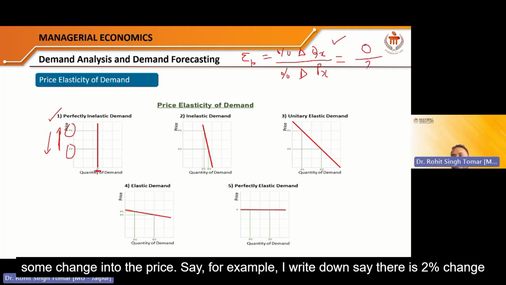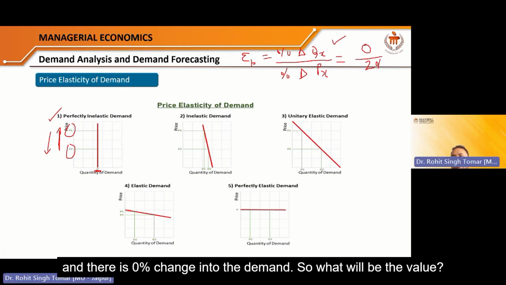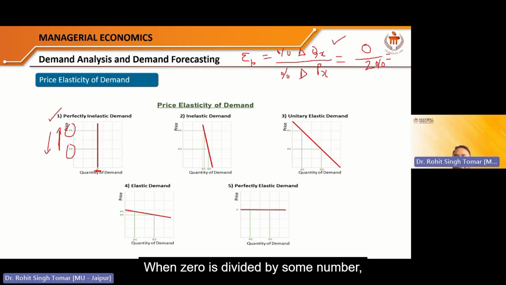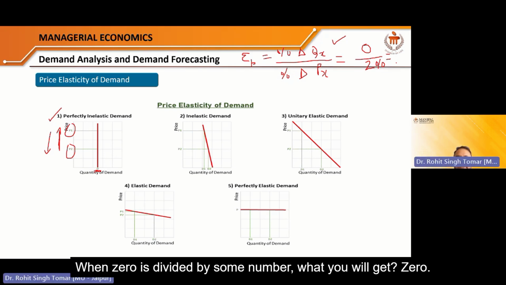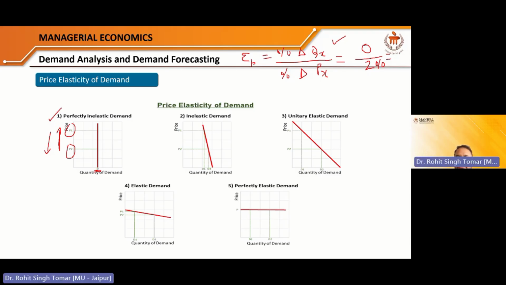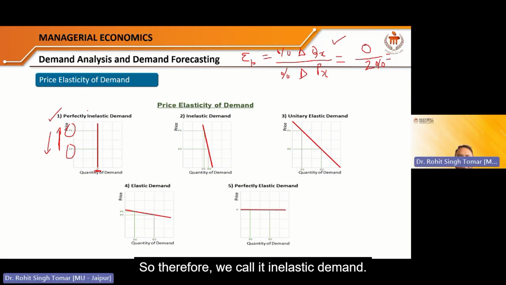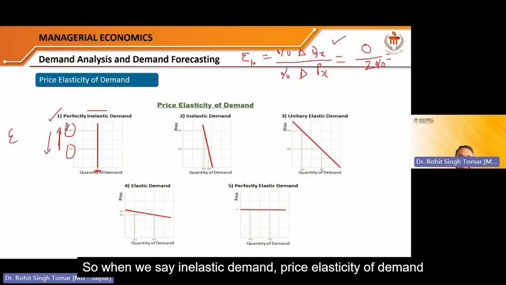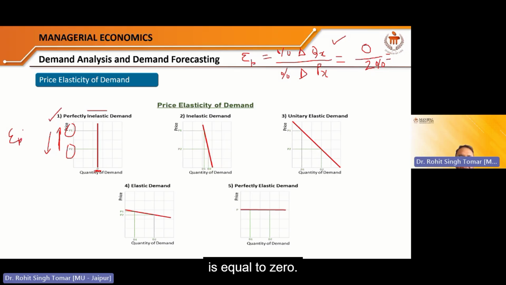Say, for example, there is a 2% change in the price and a 0% change in the demand. So what will be the value? When 0 is divided by some number, what do you get? 0. Therefore, we call it perfectly inelastic demand. So when we say inelastic demand, price elasticity of demand is equal to 0.